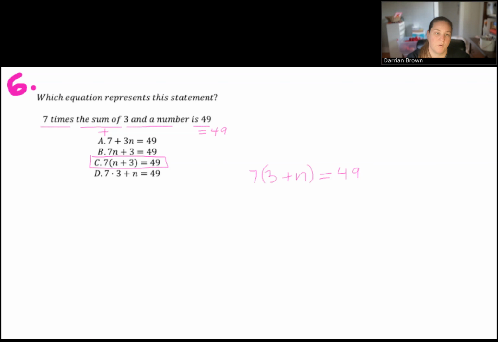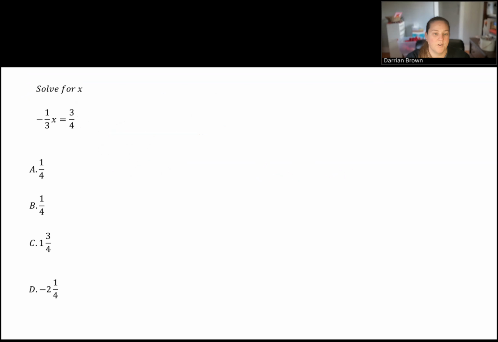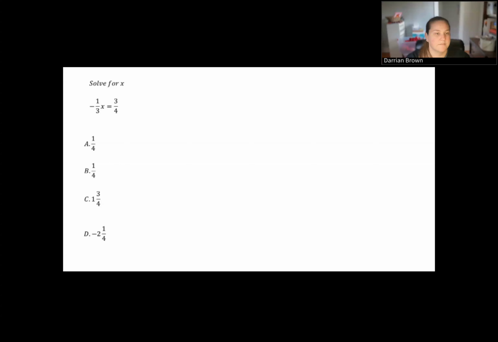So just remember on these problems, underline each section of the statement that they give you, and that'll help you answer which equation is correct. All right, moving on. Here's slide 8.